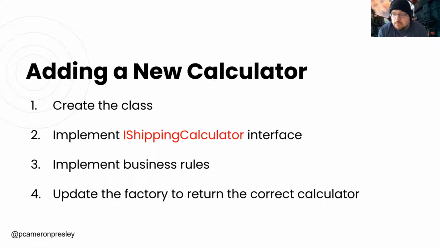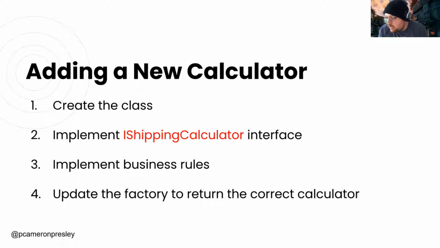Yeah, no difference. The bigger thing, though, is making sure that the order calculator no longer has to inspect all the different types of calculators, which is something it was having to do before. And also now the shipping calculator factory is responsible for knowing which one to use. Yeah, you got it.